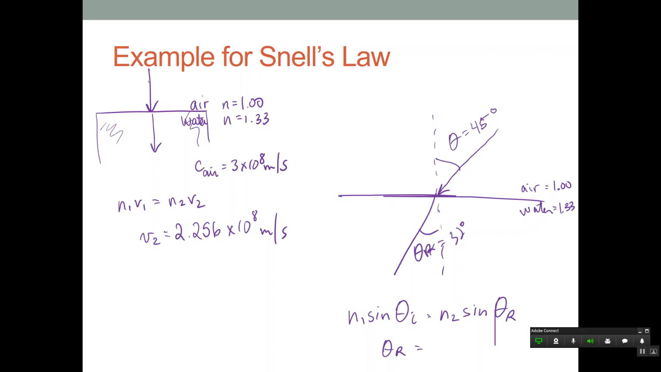It is characteristic that it has an N value 1.33. Okay, and so should I talk about that now? No, I'm going to wait for it a little bit.